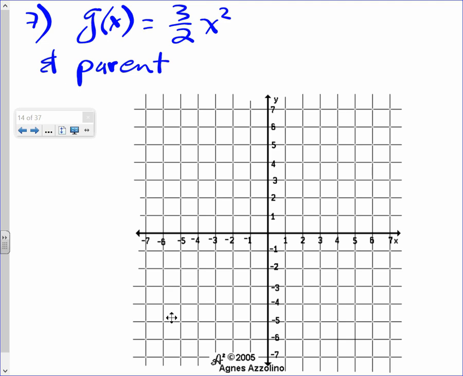All right, we go. Parent time. 1, 1, -1, 1. 2, 4, -2, 4.